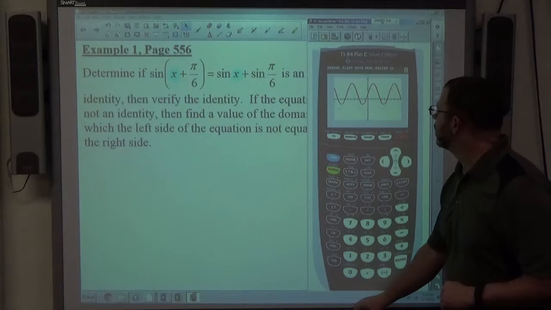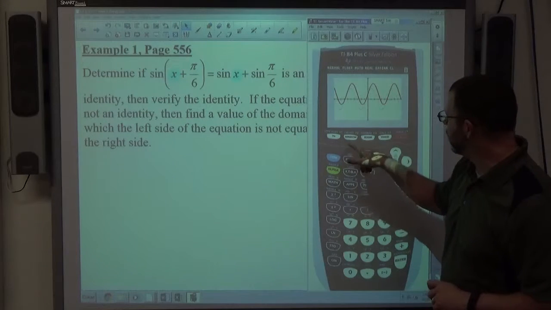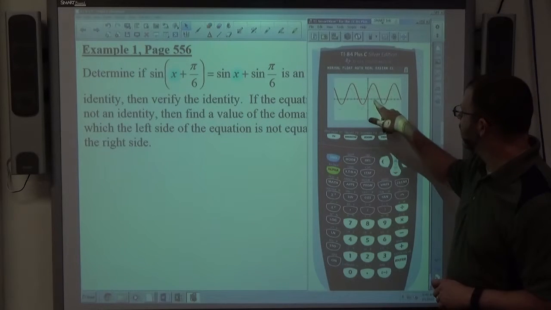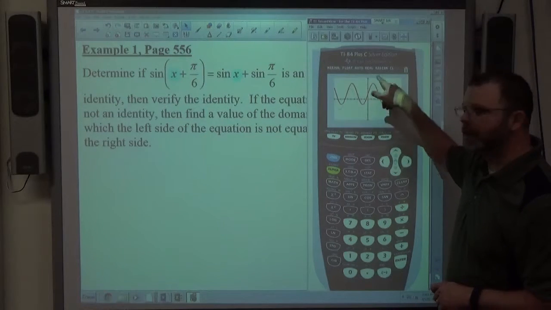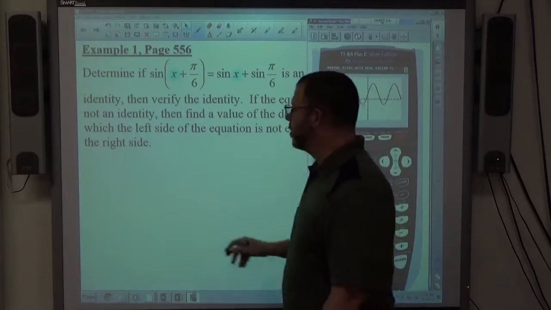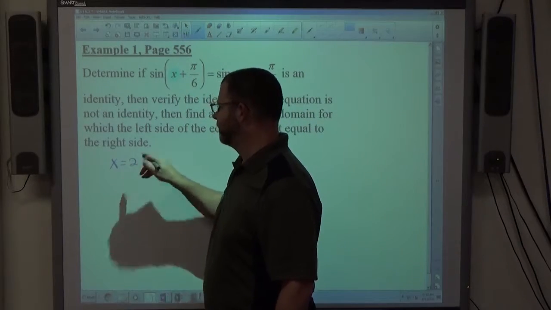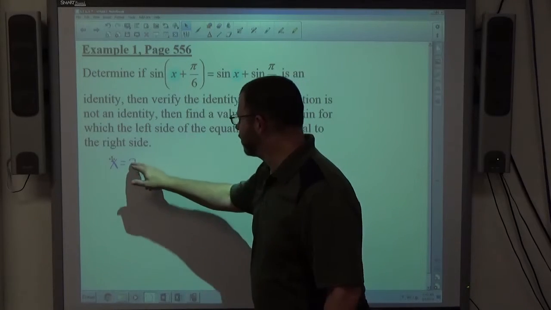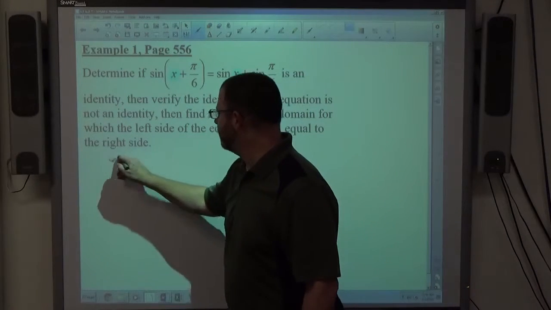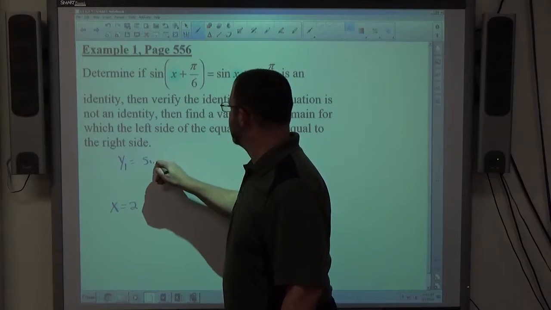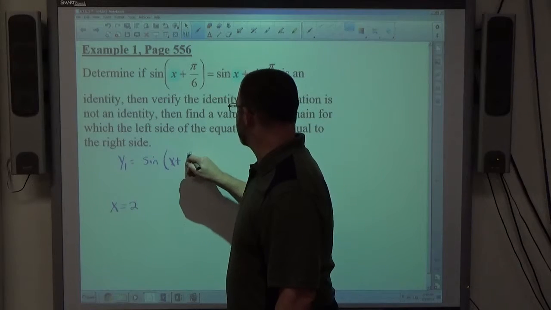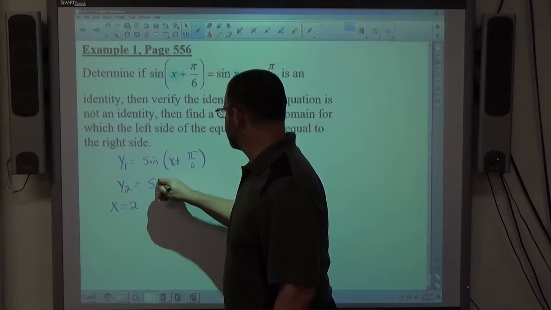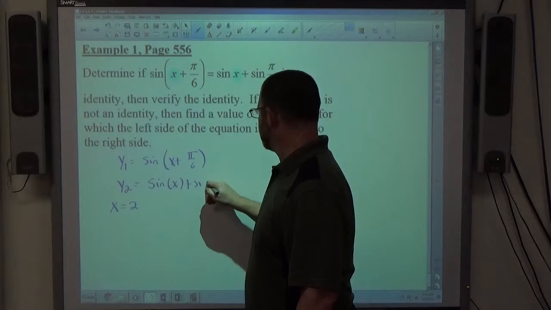I can see where, for example, I did x at a scale of 1, I believe, right? So obviously at 1, they're not the same. At 2, they're not the same. I'm going to pick 2. They're way off on 2, right? So I'll just pick x equals 2. As far as showing work on this is concerned, I'm going to write y1 equals sine of x plus pi over 6, and y2 is equal to sine of x plus sine of pi over 6.